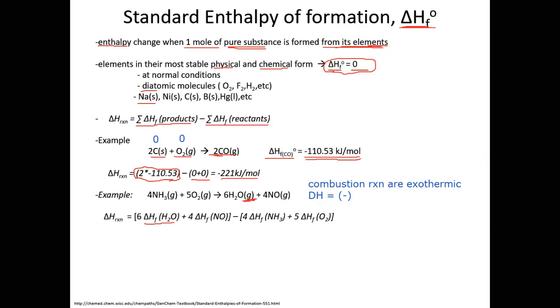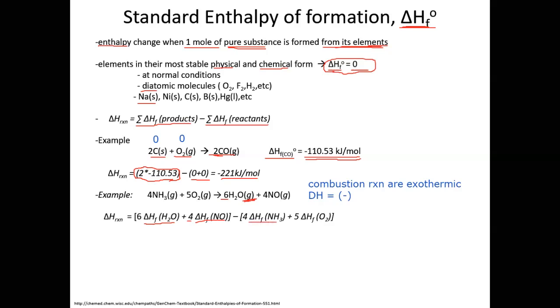So different physical states have different heats of formation. Only the most stable physical state has a heat of formation of 0 for elements. But for compounds, different physical states have different heats of formation. So we're going to take the heat of formation of steam, multiply it by 6 because of the coefficient of 6 there. We're going to take the heat of formation of nitrogen monoxide, multiply it by 4. We're going to add these two up and subtract it from the heat of formation of reactants.